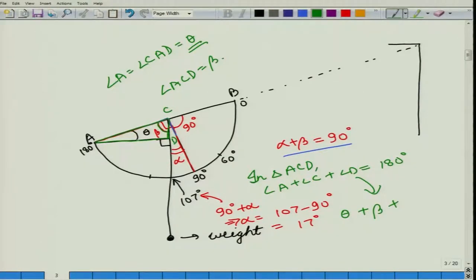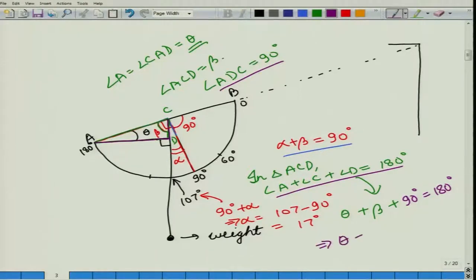Angle D is angle ADC, which is 90 degrees because this is our horizontal line and this is our vertical line. So both are going to intersect at 90 degrees. So angle ADC is 90 degrees. So this sum is equal to 180 degrees from here. So this would imply that theta plus beta is equal to 180 degrees minus 90 degrees, which is 90 degrees.